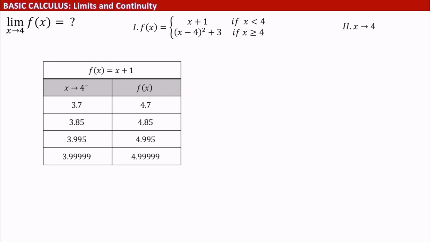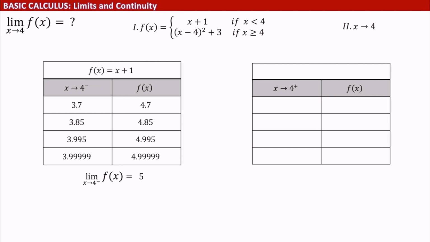From here, let's investigate. Saang value lumalapit ang ating f of x as our x approaches 4 from the left? Obviously, our f of x approaches 5. Therefore, the limit of our function as x approaches 4 from the left is equal to 5. Ngayon naman, let's have the table of values for the limit of our function as x approaches 4 from the right. Since our x approaches 4 from the right, gusto natin na ang values ng x natin dito ay greater than 4. Kaya naman, hahanapin natin sa ating piecewise function yung function under the condition x greater than or equal to 4. Kapag nakita na natin, that is the function that we will be using for this table of values.